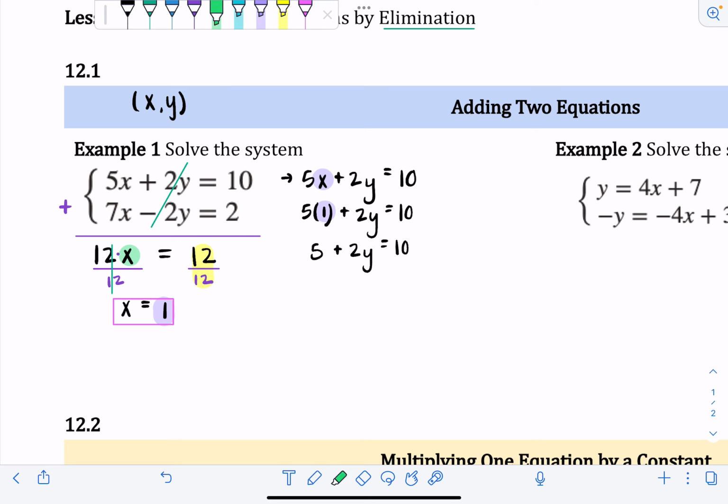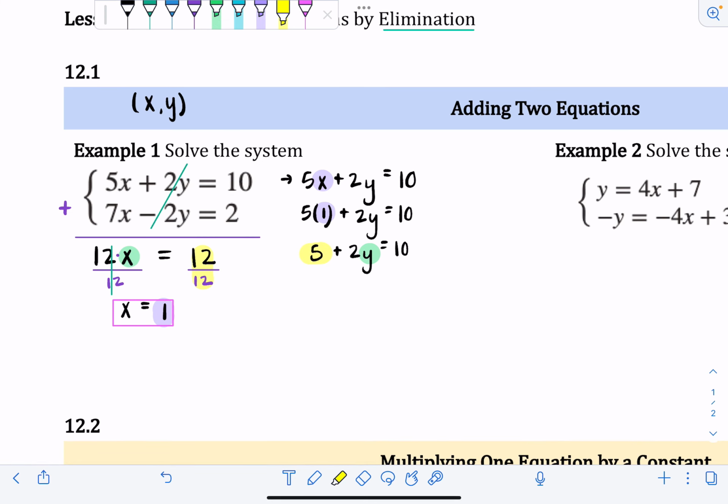From there, my goal is to solve for y, so I want to move everything away from it. I have a 5 that's being added to it, and I have a 2 that's being multiplied by it. First I'm going to get rid of the 5 that's being added. I'm going to subtract 5, since this is a positive 5, and I have to subtract 5 from the 10 also. So 5 minus 5 is 0, and I have 2y equals 10 minus 5, which is 5.